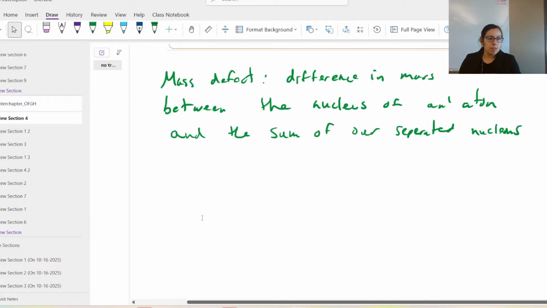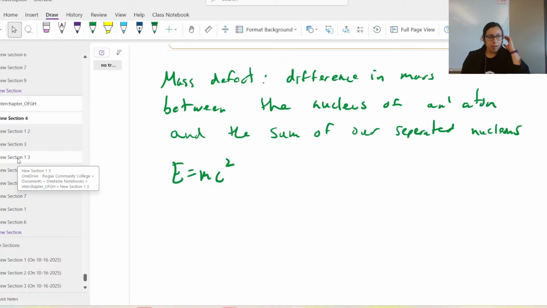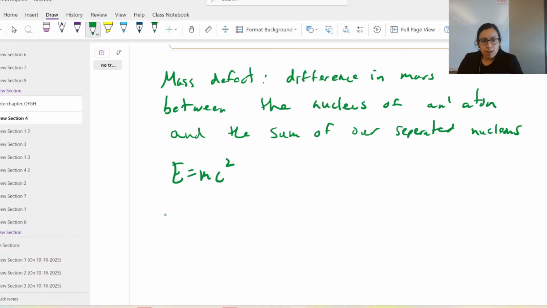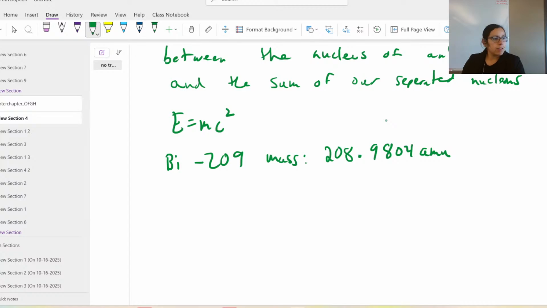And so now we also need this equation. E equals mc squared. And so this is our setup. And basically, let's look at bismuth 209. So its mass, again, properly is 208.9804 AMU. And okay, so let's figure out our mass defect.